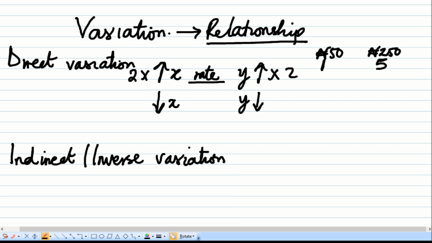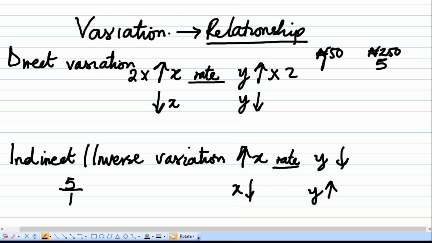While indirect is just the opposite, right? So in indirect variation, the quantities are x and y. As x is increasing, y will be decreasing by the same rate also. So it is the same rate. That's another keyword, the same rate. And if x is decreasing, y will be increasing. So they are not going the same direction, they're always going opposite. That's the meaning of inverse, right? Because if you can remember, the inverse of 5/1 is what? 1/5. So they're not going the same direction. So that's what indirect variation is.